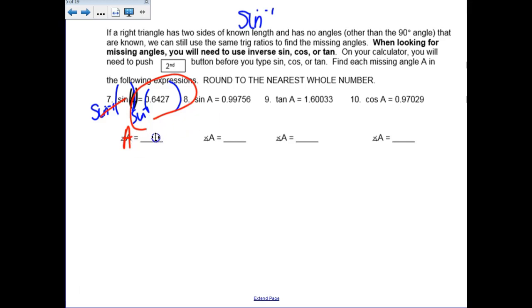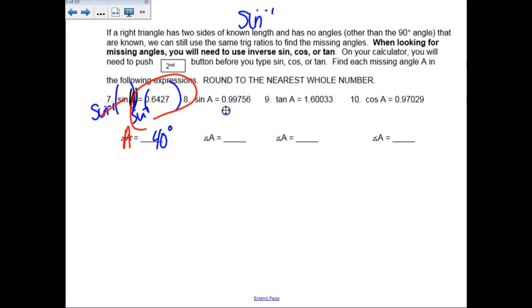Does it round up to 40? Okay. Wait, well, I'm hearing different answers. No, it's 39.9. Did you type the wrong button, maybe? Inverse sine of 0.6427? So you found something else.